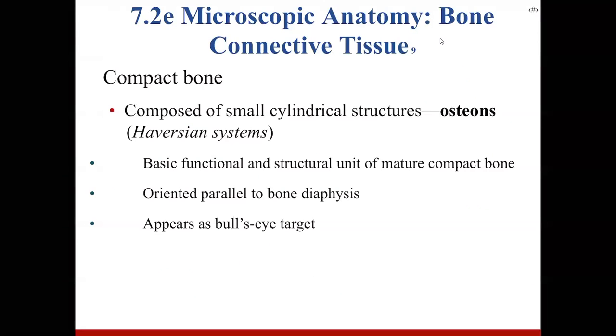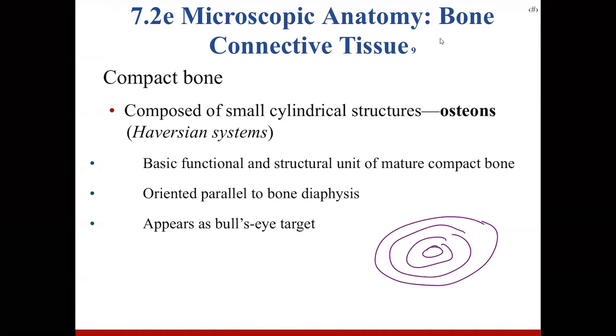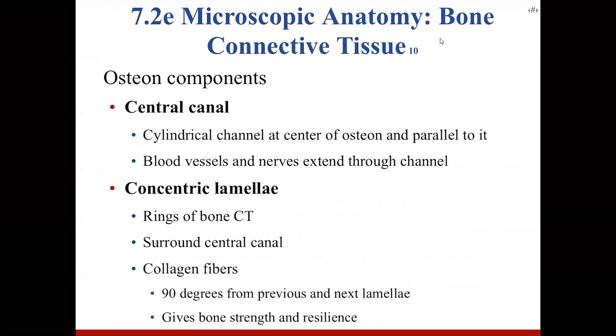Okay, so compact bone is made of these cylindrical structures. So these like tree trunks. And the tree trunks are called osteons. And we used to call them Haversian systems. But now the proper name is osteons. Here they say bullseye, right? I always think it looks like a tree trunk that's been cut up.